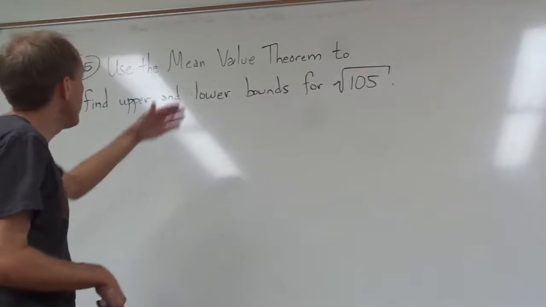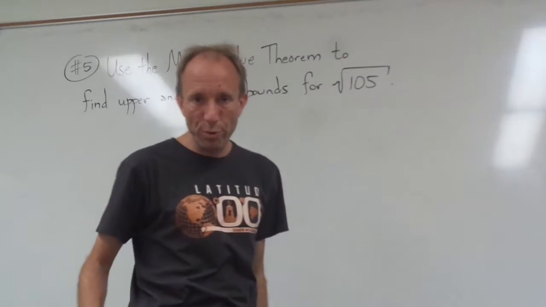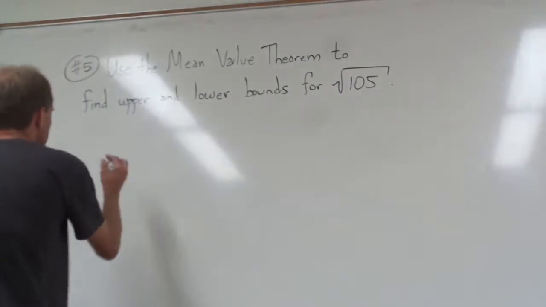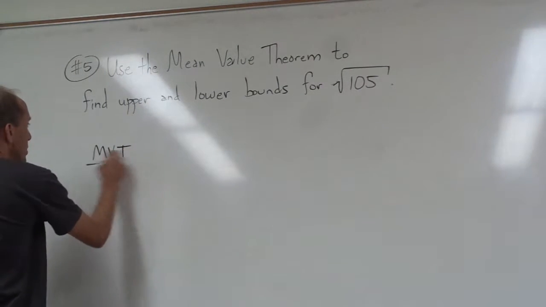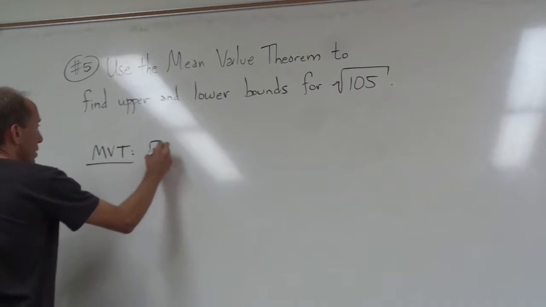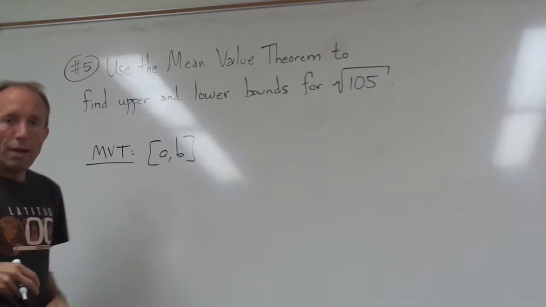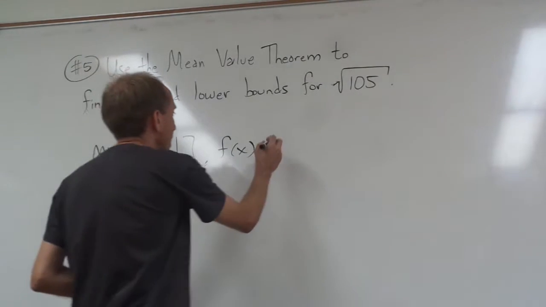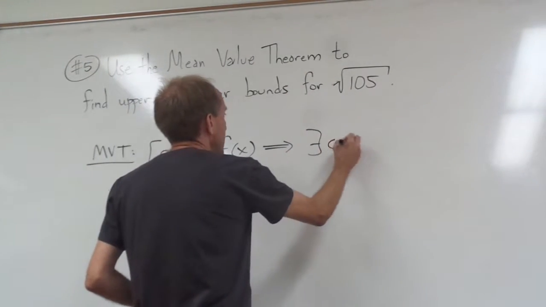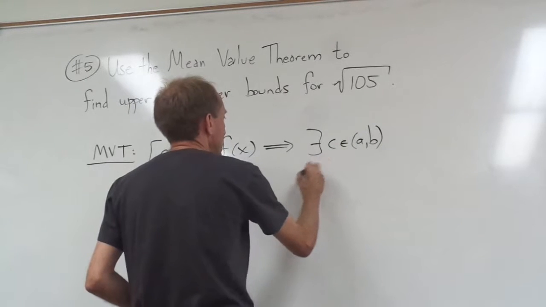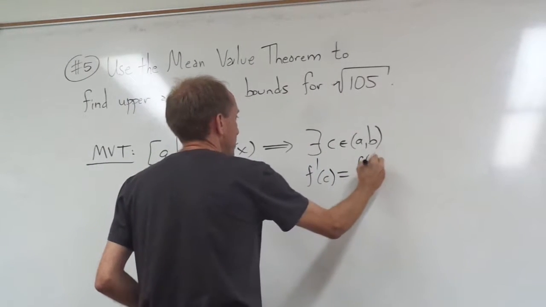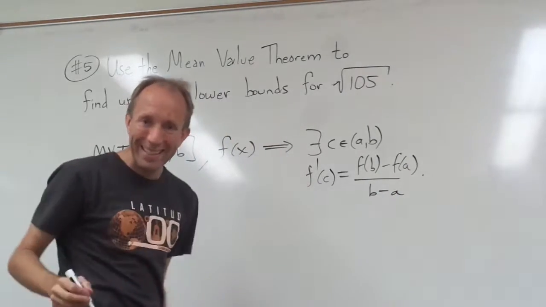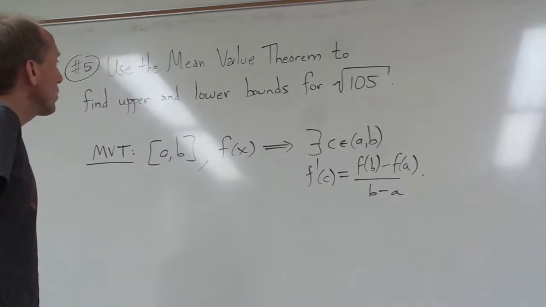Okay? In particular here, we want to give an approximation for the square root of 105. And we're going to use the mean value theorem to do it. Maybe I should have written down the mean value theorem again. It just says, again, if you have a closed interval [a, b] and you have a continuous function f(x), then there exists a c in the open interval (a, b) with f'(c) equal to (f(b) minus f(a)) over (b minus a). So it's just a summary of the mean value theorem. We're going to use that here.